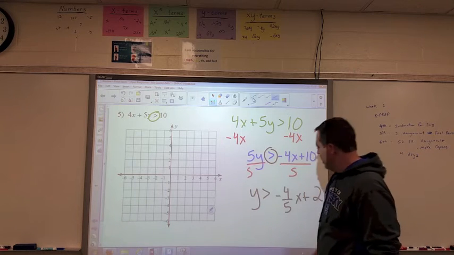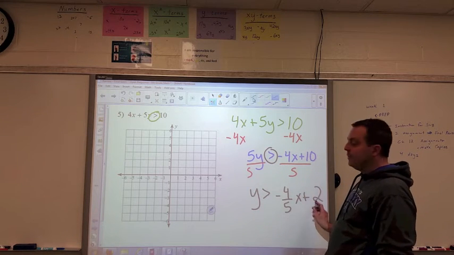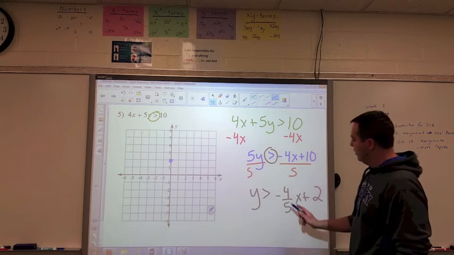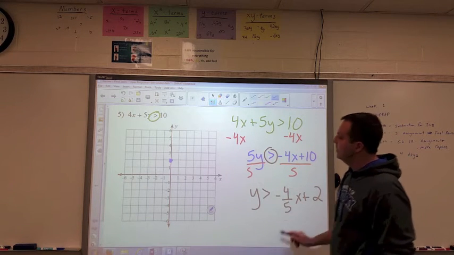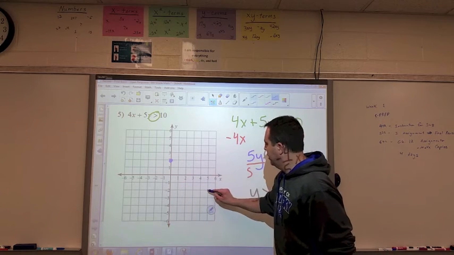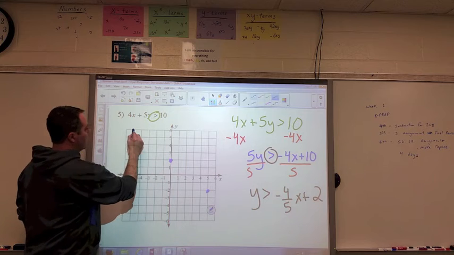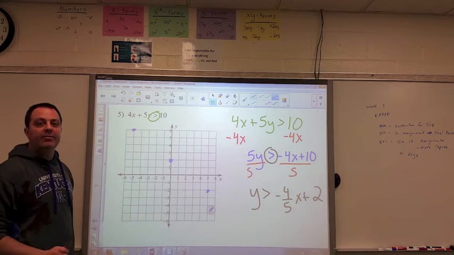To graph our boundary, we start with our y-intercept of 2, and then we're just going to use our slope, negative 4/5. We'll go down 4/5. We could also go up 4 and backwards 5.